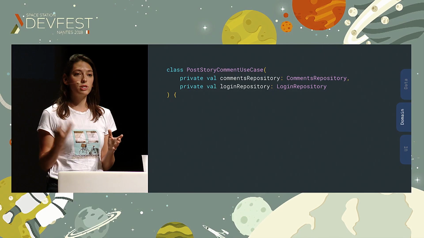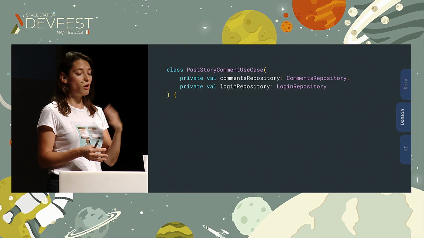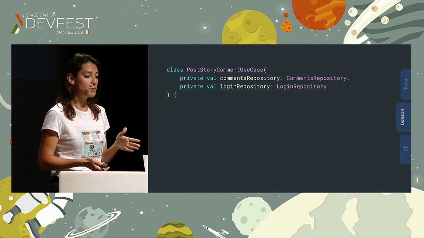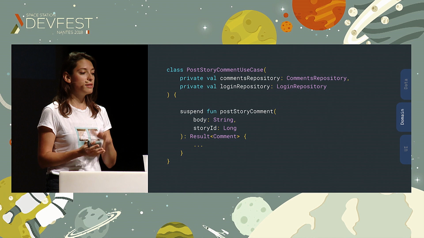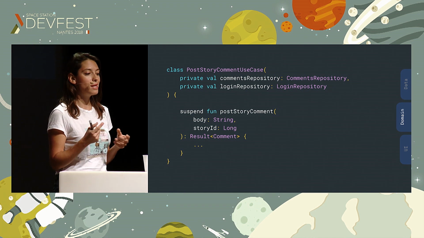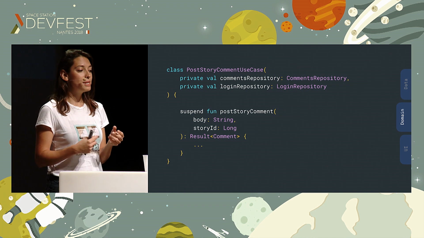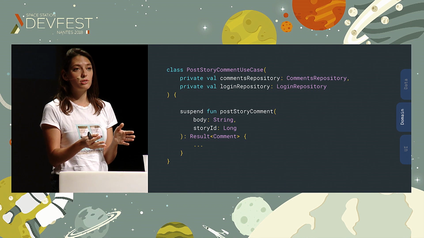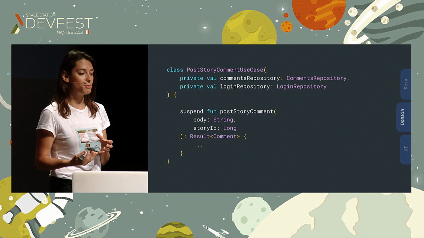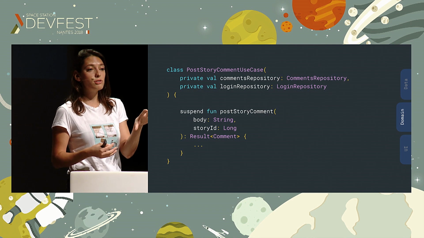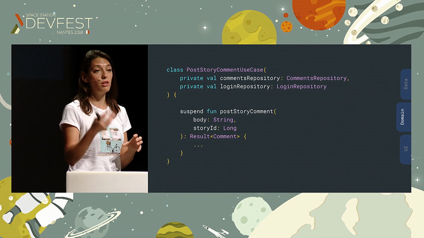So for example, we would have a post-comment use case that would get the comments repository and the login repository. But when we want to post a comment, we would only get the body of the comment and the story to which it's added. Then it would be the responsibility of the use case to know that it also needs the user ID to post this information. So whoever calls this use case doesn't need to know about the login repository.